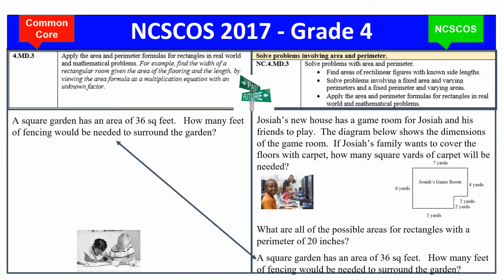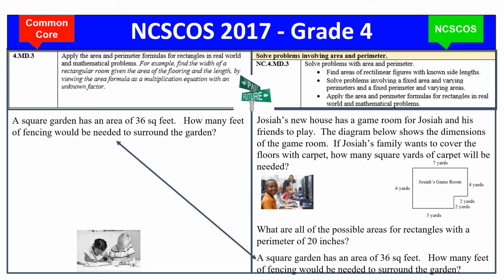Fourth grade students will continue to solve real-world problems involving area and perimeter. In Common Core, third grade students also solve problems involving area and perimeter. Specifically, third grade students found the area of both rectangles and rectilinear figures and solved problems in which the area is constant and the perimeter changes, or the perimeter is constant and the area changes.